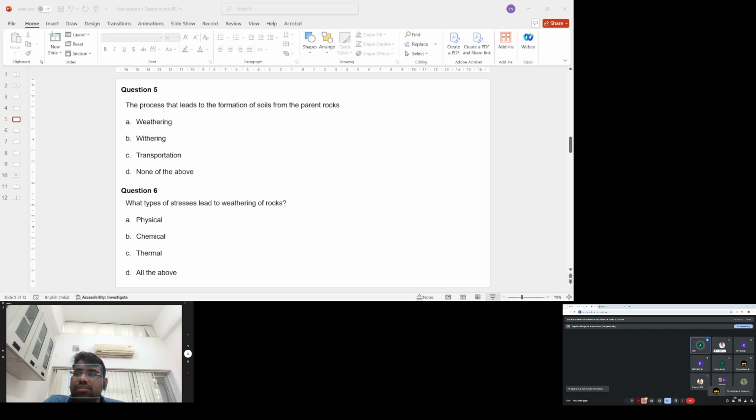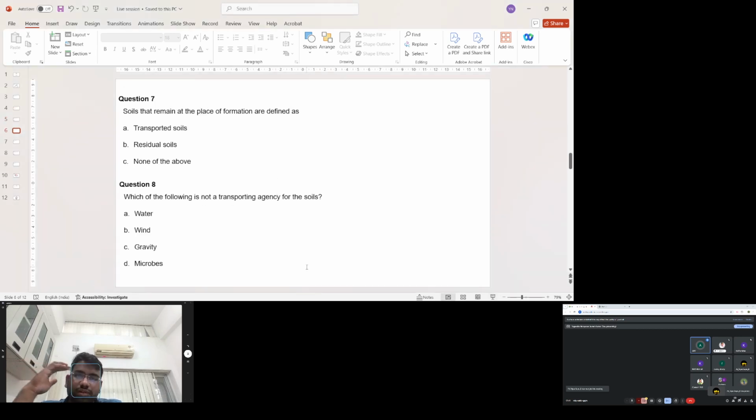No problem. So the next question is: soil that remains at the place of formation. Are you able to see this? No, sir. Please go to the sixth slide. Just a minute, we are on five now. Yes, now it's okay. Soils that remain at the place of formation are defined as: residual soils. Option B, residual soil.